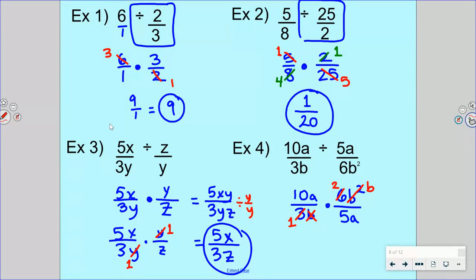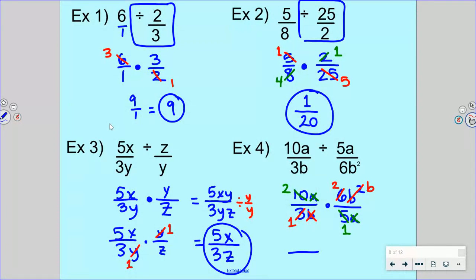Some folks would have just crossed off the 2, and that would be okay. Let's look in the other diagonal direction where we can reduce by 5: 5 divided by 5, and 10 divided by 5. A divided by a and a divided by a. Getting a little messy here, which is why some of you might prefer to multiply first and reduce second.